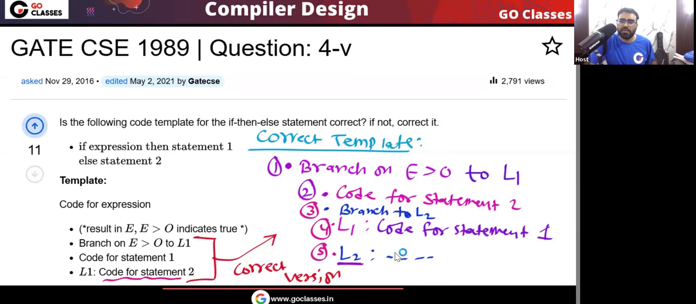This is L2. So that's it. Remember, after statement 1 also we will go to L2, and after statement 2 also we will go to L2. L2 can be the next statement. So this is the correct template. I hope you understood. Very simple question. This is a subjective question. I hope you understood the solution.